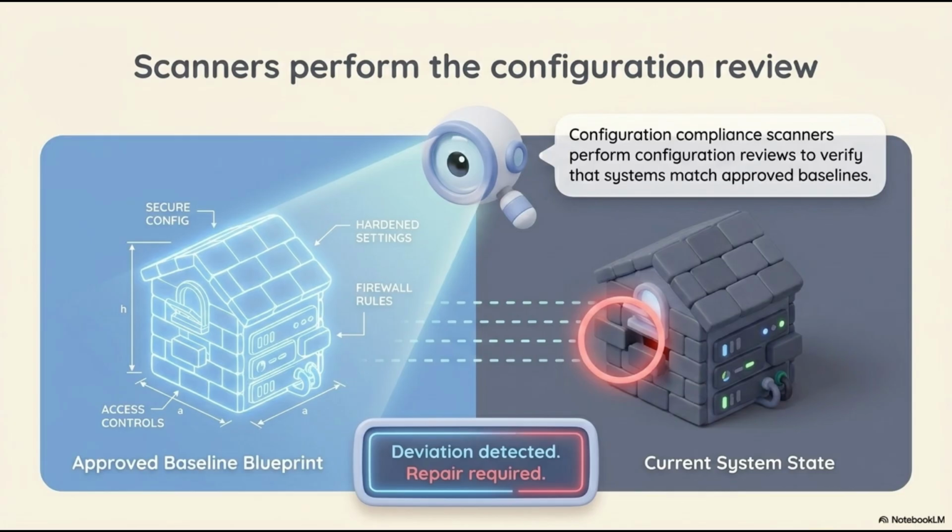Configuration compliance scanners perform configuration reviews to verify that systems match approved baselines. These scans usually require credentials so they can accurately read system settings. Automation is commonly used to schedule these scans regularly. Consistent configuration validation helps ensure systems remain hardened against the wolf's clever tricks.